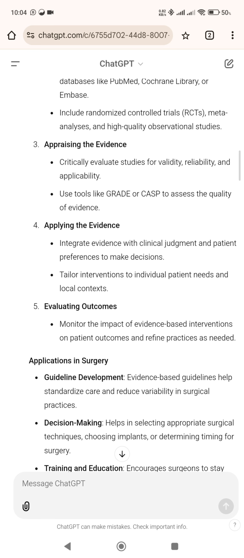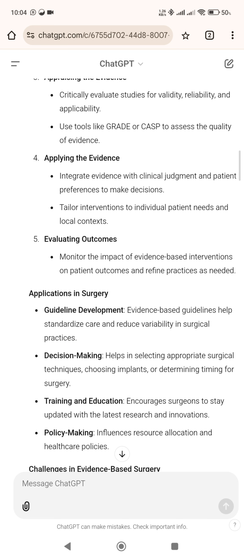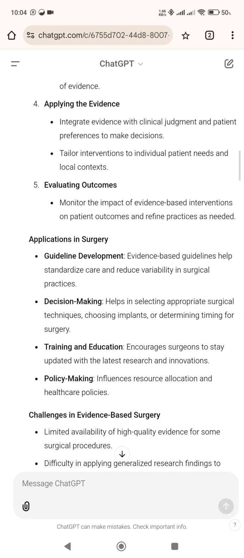3. Appraising the evidence. Critically evaluate studies for validity, reliability, and applicability. Use tools like GRADE or CASP to assess the quality of evidence. 4. Applying the evidence. Integrate evidence with clinical judgment and patient preferences to make decisions. Tailor interventions to individual patient needs and local contexts. Evaluating outcomes. Monitor the impact of evidence-based interventions on patient outcomes and refine practices as needed.